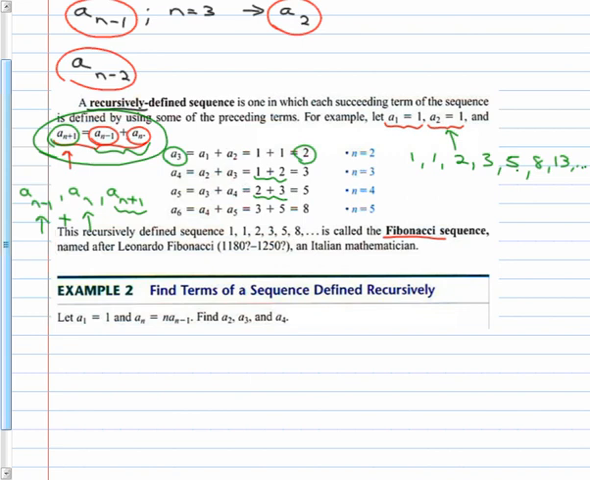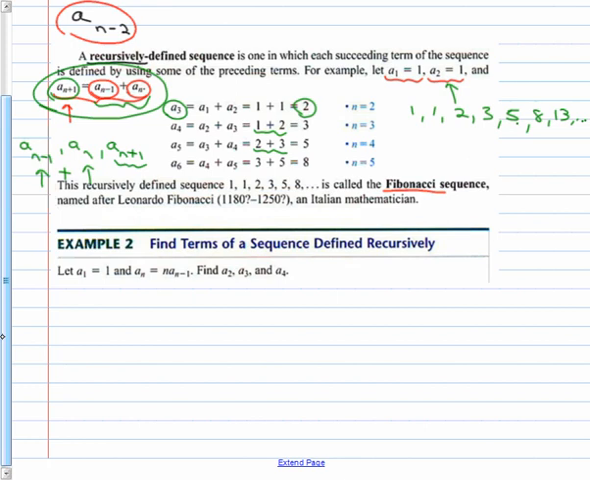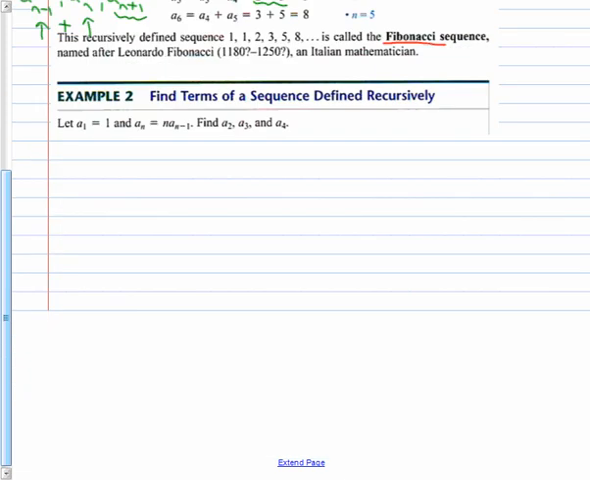So the Fibonacci sequence is famous mathematically for many things, but one of them is that it's a common number that's supposed to show up in nature. You can look up the Fibonacci sequence and learn more about it. All right, let's try it out here.